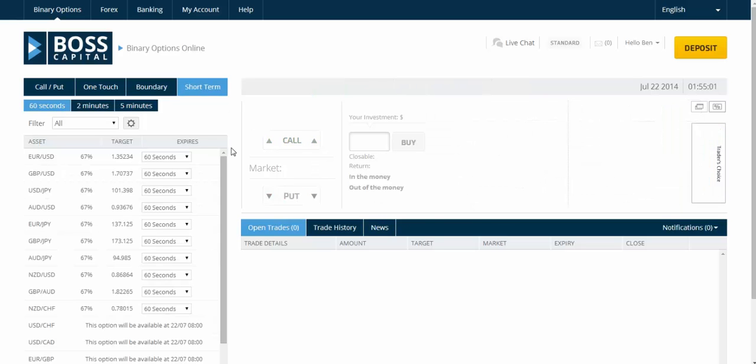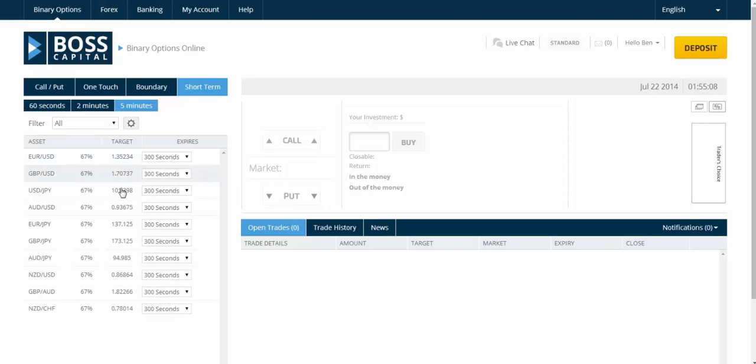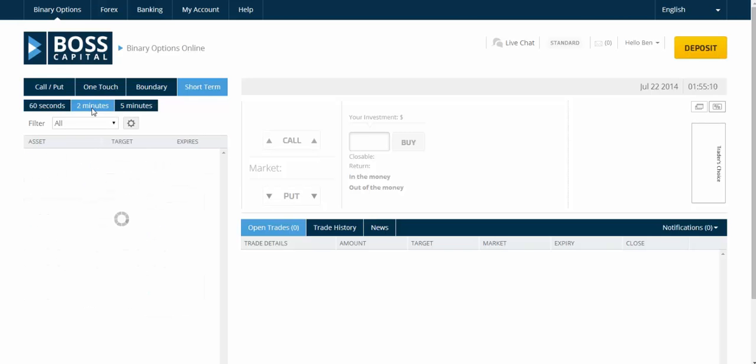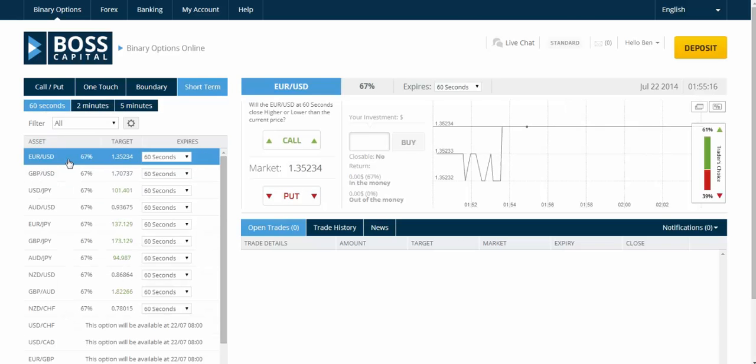Lastly, we have the short-term trades, which are essentially call puts but for shorter time frames. We have the 5-minute trades on all the assets here, the 2-minute trades, and then the 60-second trades. So it allows you to do call puts at a very high-speed time frame, and allows you greater possible returns in that sense. So it's for the quick trader.